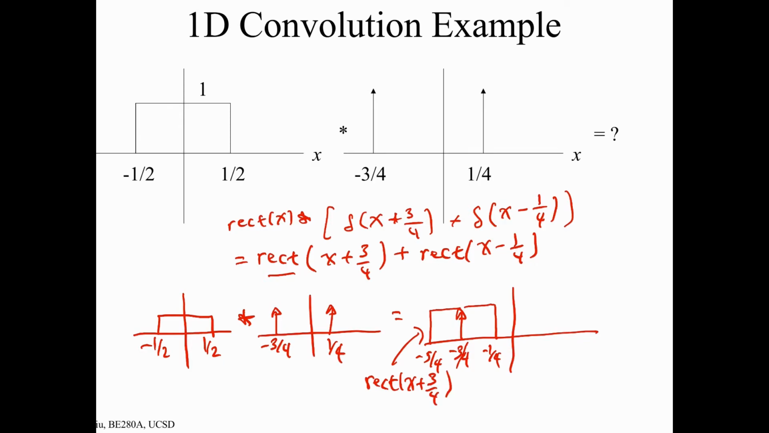All right? And then we also have to convolve with this one here. So that's centered around 1/4. So I have this delta function here. Okay. So if we think about going 1/2 to the left, it's here, and 1/2 to the right, it's here. And so that shifted rect function is simply rect of x minus 1/4. And so our answer is just this rect plus this rect, which is exactly what we got up above.